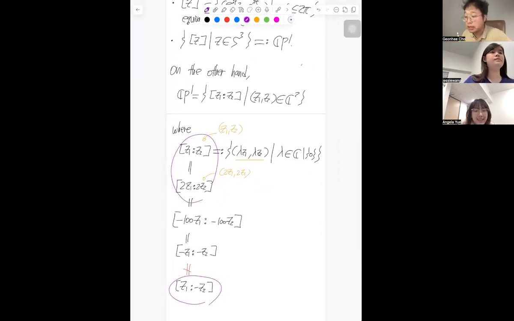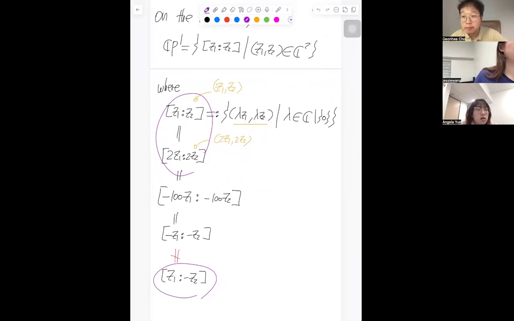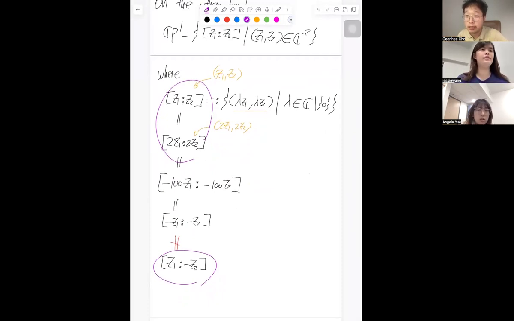CP1 can also be regarded as the collection of this bracket of Z1 versus Z2, and this Z1 versus Z2 itself is a set defined in this way. The collection is given by multiplying any non-zero complex value lambda on both components at the same time. So if you start from z1 comma negative z2, there's no way to recover z1 comma z2. But you can recover 2z1 with 2z2. You can recover negative 100 z1 with negative 100 z2, but not this one. Is that okay with you up to here?